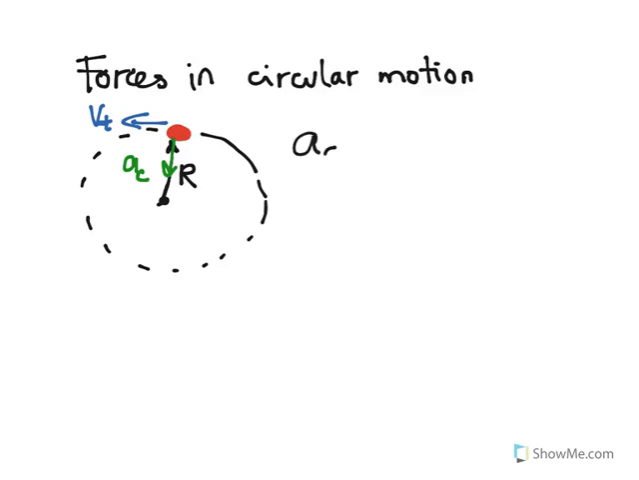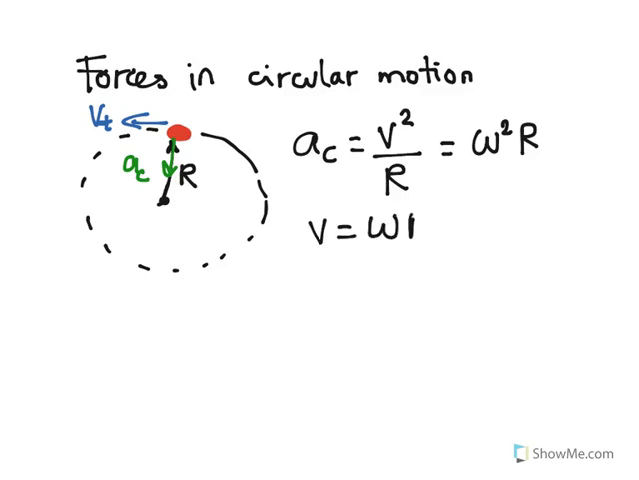And this radial or centripetal acceleration was the tangential velocity squared over the radius, being, for instance, as well omega squared times r, since the velocity is omega times r, omega being the angular velocity. Well, the question now is, what generates this acceleration? And the answer is pretty straightforward. A force has to generate this acceleration.